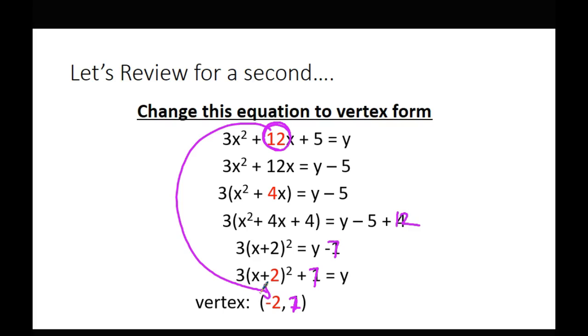So, from here to here, the 12 didn't change, right? But from here to here, what happened to the 12? It got divided by what? The 3. So in other words, this middle number, which I'm going to call the B, got divided by the A, right?